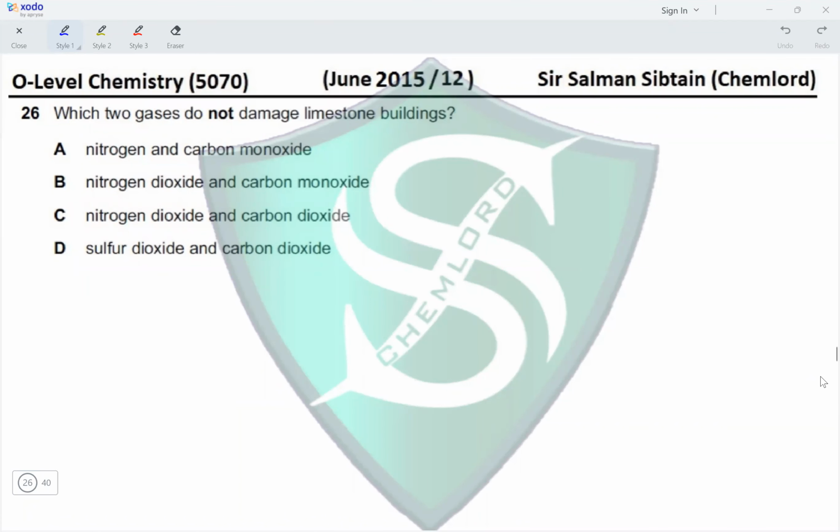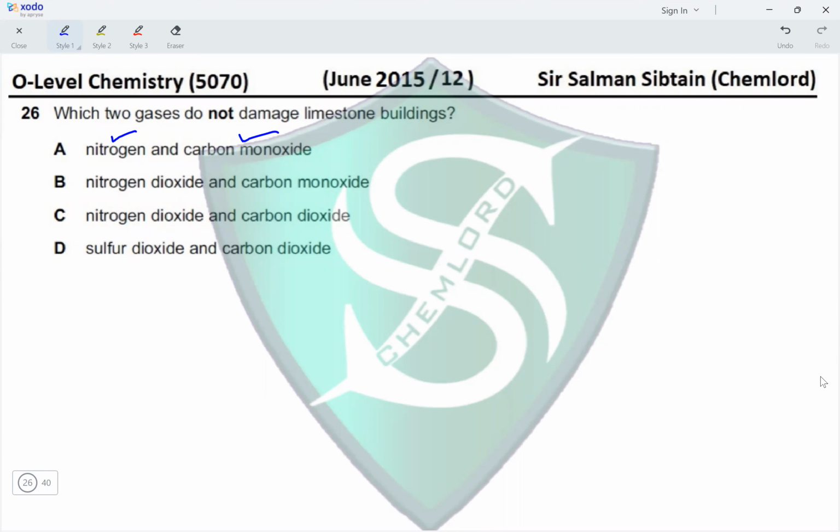Question 26. Which two gases do not damage limestone buildings? Okay, so nitrogen is neutral. It will not damage limestone buildings, because the gases that would damage limestone buildings would be acidic, since limestone is calcium carbonate. So nitrogen is correct. It will not damage limestone buildings. Carbon monoxide is also neutral. It will not damage limestone buildings.